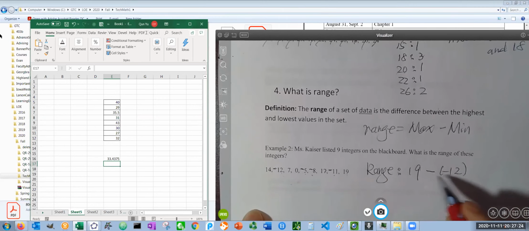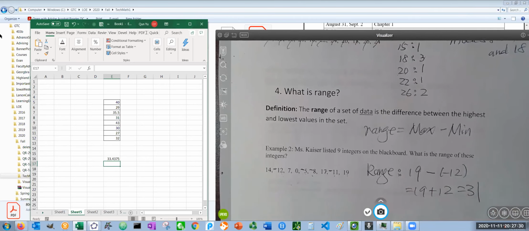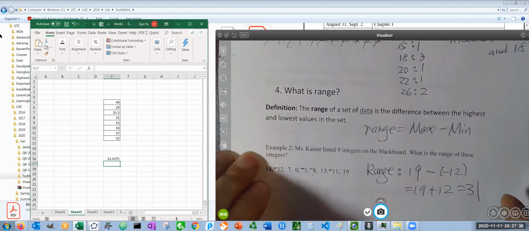Minus negative, minus minus is plus, so 19 plus 12, that's 31. So that's the range. That means from the lowest number to the highest number, the distance between them is 31 units. So that's the range.